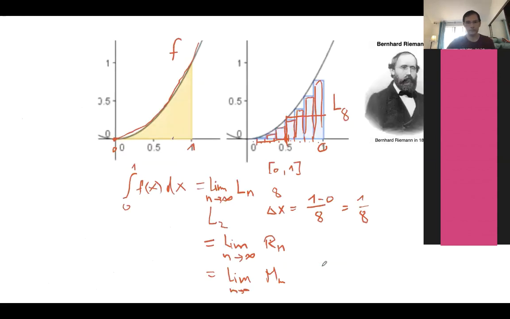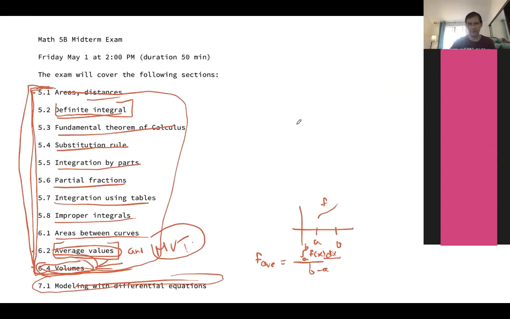Let's say, for example, you have a function from a to b. Maybe the function looks like this, and maybe it's from 1 up to 7. And let's say, for example, that the average value of this function f is equal to, for example, 3. Then, just knowing the average value, you can compute the definite integral from 1 to 7 of this function f. We did something like this the other day.